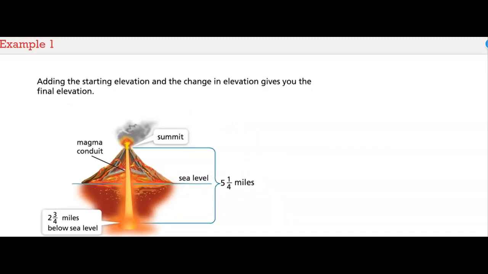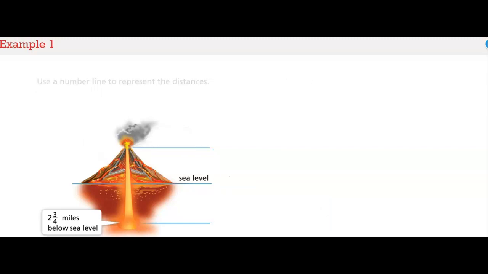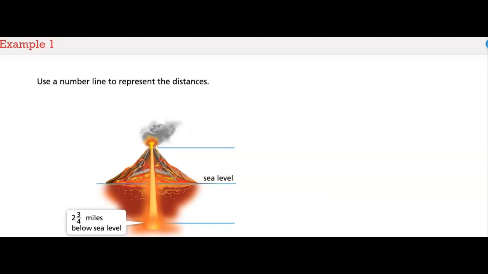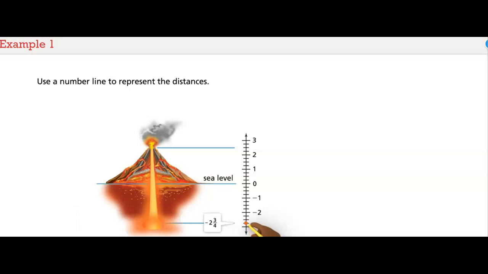Adding the starting elevation and the change in elevation gives you the final elevation of the summit. You can use the rules for adding integers to add all other rational numbers. Now we can use a number line to represent the distances. On this number line, 0 represents sea level. The magma reservoir is 2 3/4 miles below ground, or -2 3/4, which falls on the number line here.